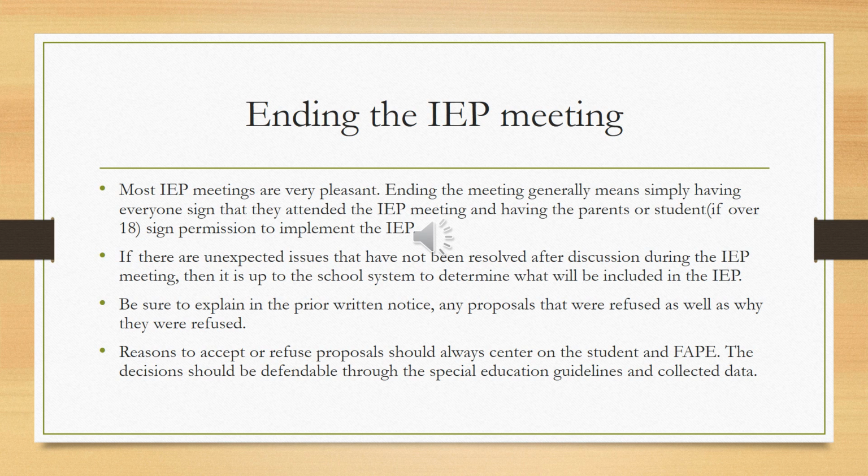If a meeting has gone well, at the end of the meeting, you may ask one more time, does anyone have any questions or concerns or comments? And if everyone is good with the IEP, then you go ahead and have team members sign that they attended and have the parents sign, or the student, if they happen to be over 18, permission to implement the IEP.